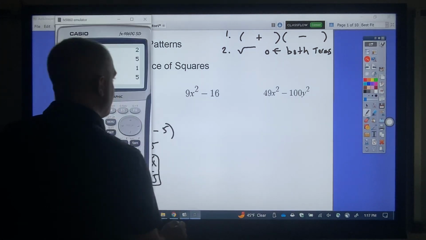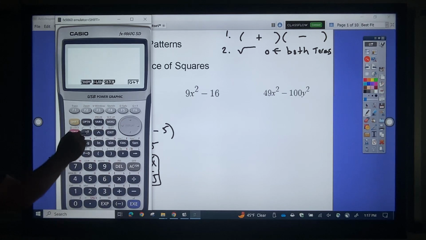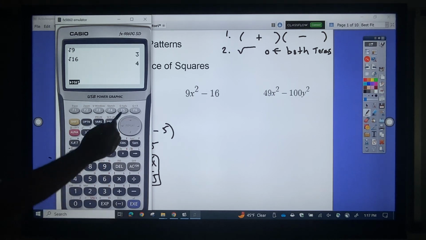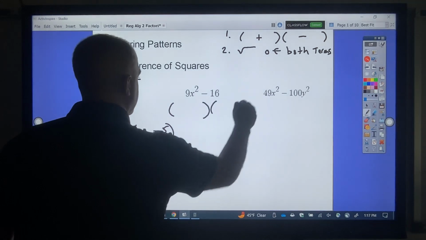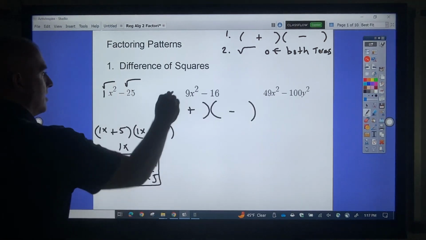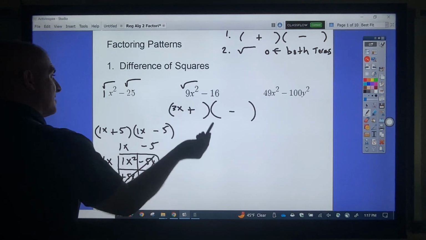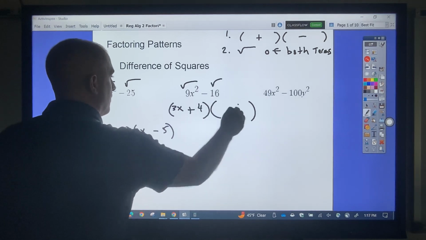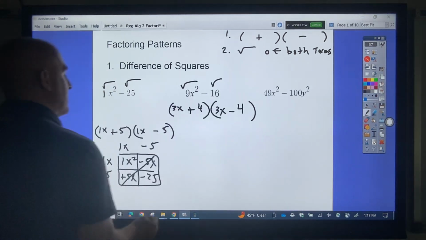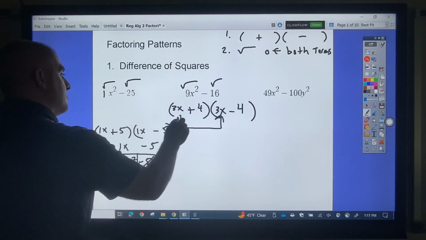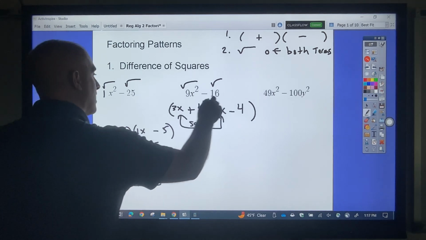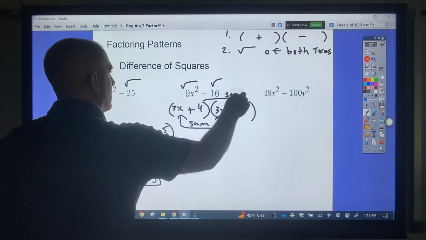So what I want to do to quickly check for it, I want to do square root of 9, square root of 16, all right? Both perfect there. So that means I'm going to have a plus and a minus. The square root of that's going to be 3x. The square root of that is going to be 4 and 4, okay? The big thing you got to understand is these are the same and those are the same, all right?